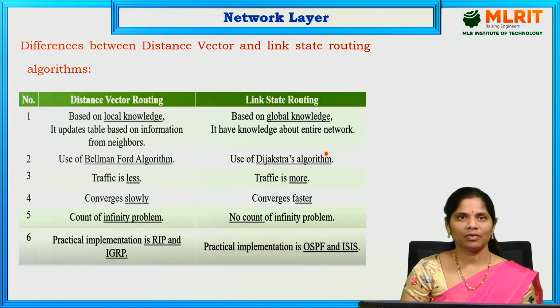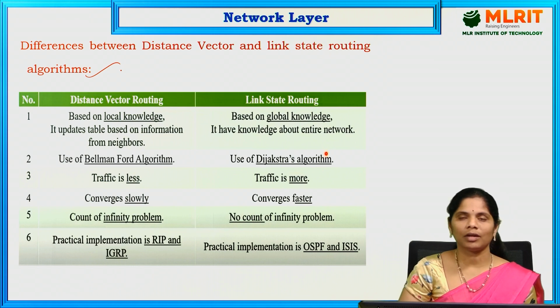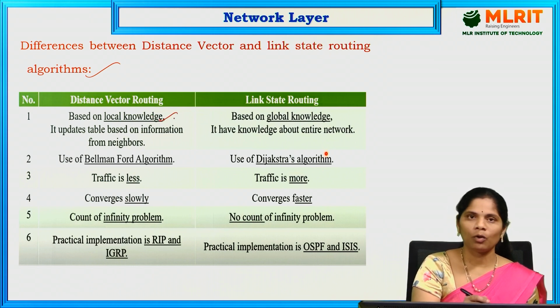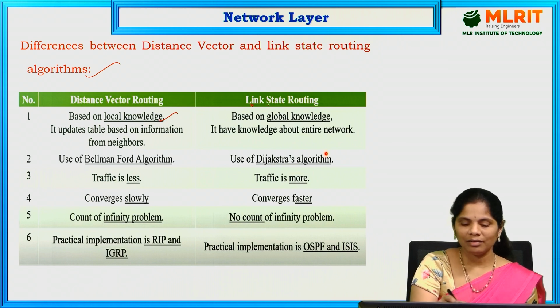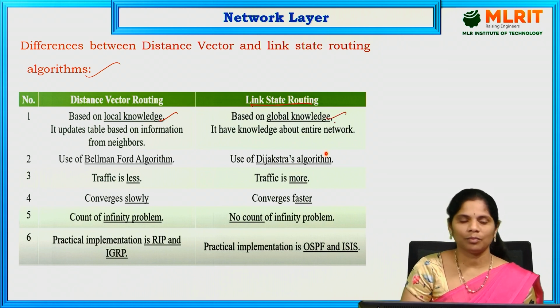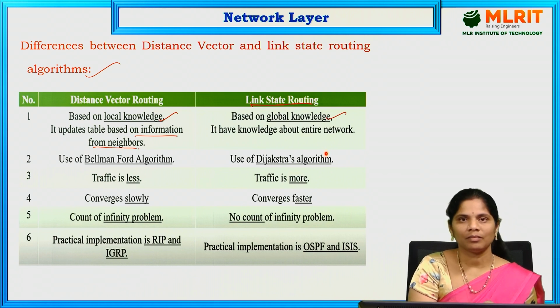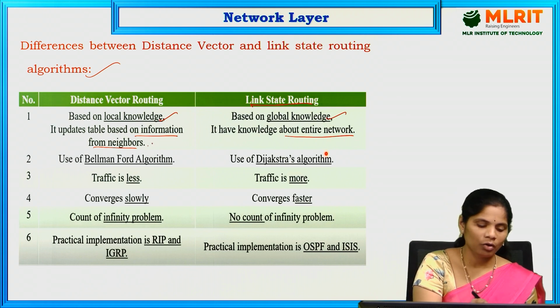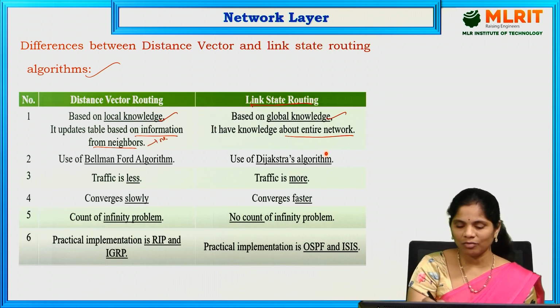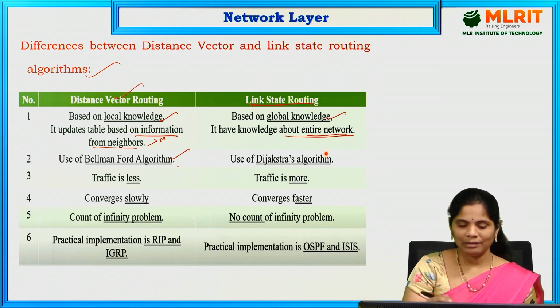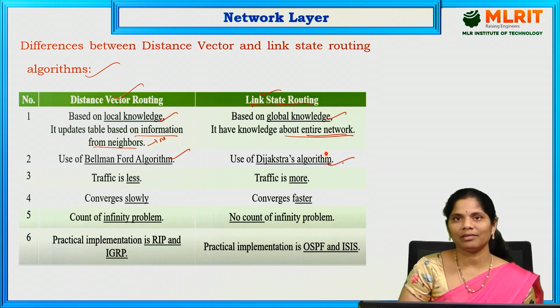And coming to the next one, what are the differences between distance vector and link state routing algorithm? Distance vector routing talks about local knowledge, and link state talks about global knowledge. Distance vector updates the table based on information from the neighbors, only the nearest neighbor information. Link state has knowledge about the entire network. Distance vector uses the Bellman-Ford algorithm, and link state uses Dijkstra's algorithm.